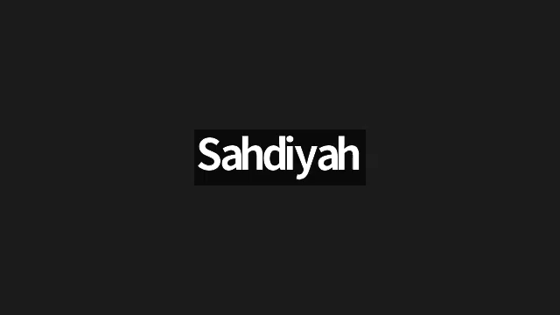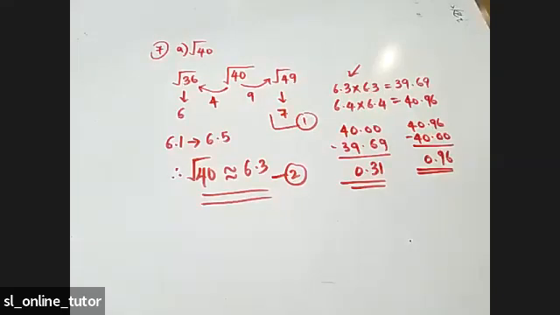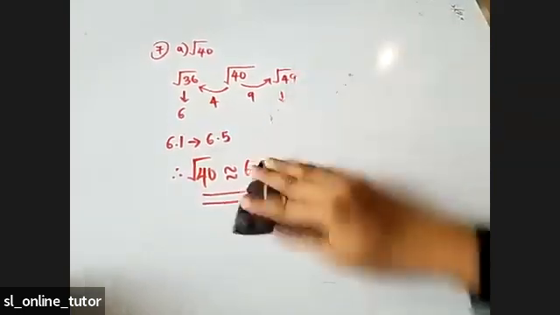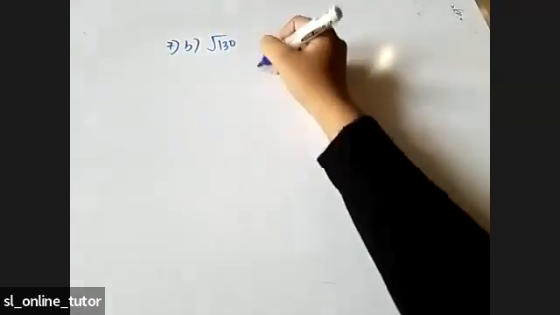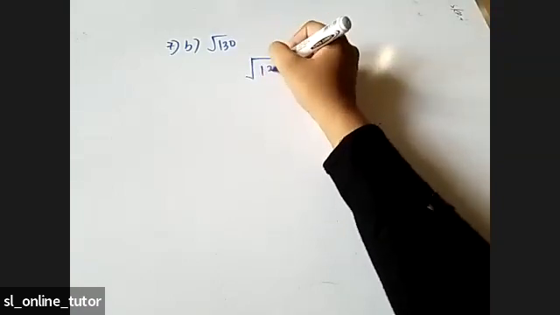Question number 7, part A. Now we'll go to question number 7, part B, the same method. So try to listen time to time. When you listen, you will not forget the method. Okay, question number 7, part B. What is it? It is given as 130. What are the two perfect squares closer to 130?